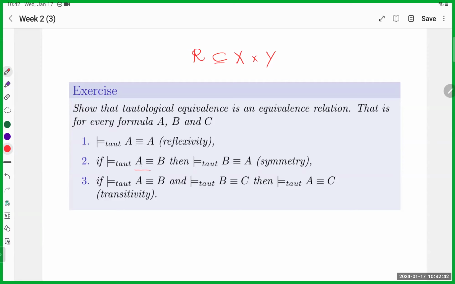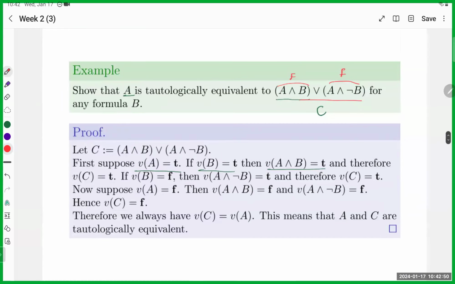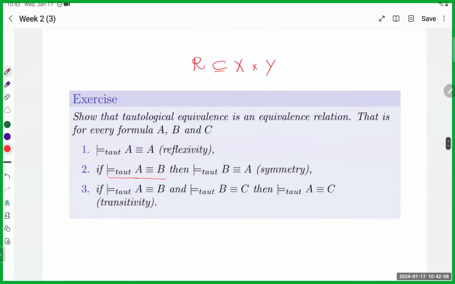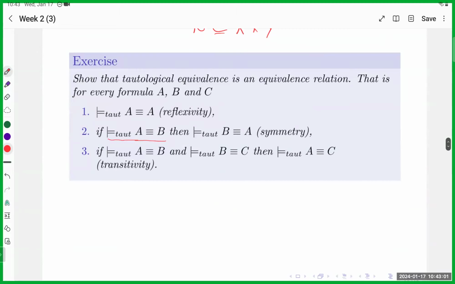By the way, here I wrote A is equivalent to B is a tautology. Here we know, by just our notation, that it means that A is tautologically equivalent to B. So if A is tautologically equivalent to B, then B is tautologically equivalent to A. Again, obvious. This is the symmetry of the relation. And finally, if A is tautologically equivalent to B and B is tautologically equivalent to C, then A is tautologically equivalent to C.